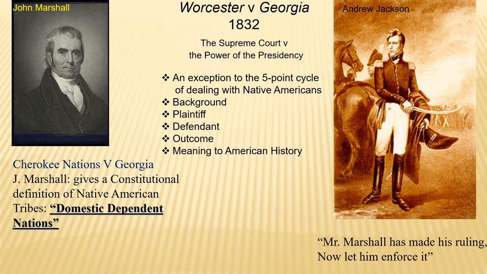Number one, finally, after all this time, ladies and gentlemen, gold is discovered, and it happens to be on Cherokee land in modern-day Georgia, upstate Georgia, just as you're going into the Blue Ridge Mountains. So, gold is discovered on Cherokee land. And that means that the white man wants to stage a gold rush.